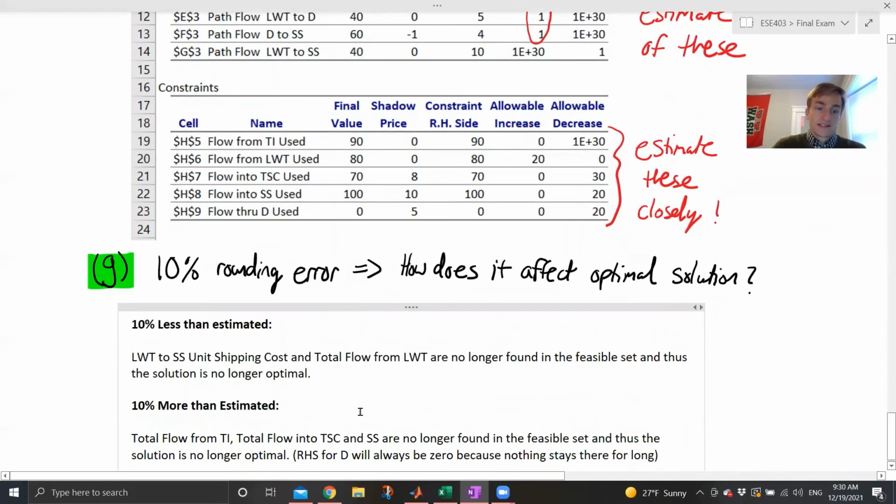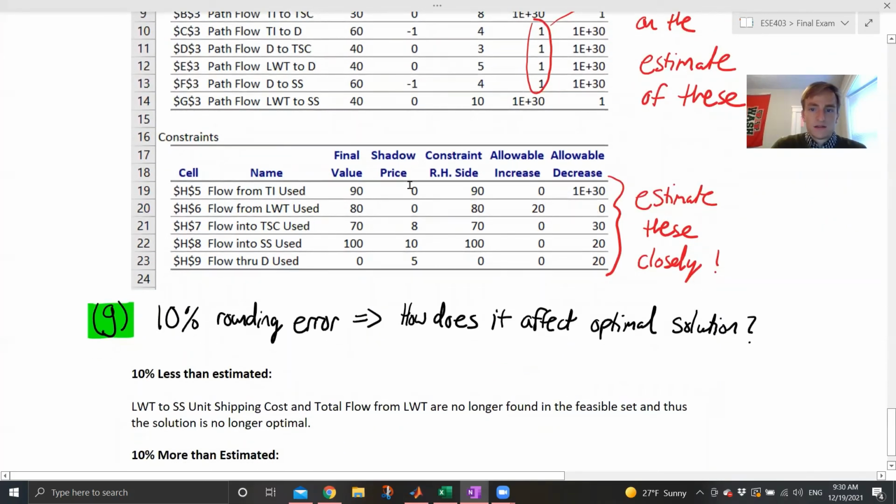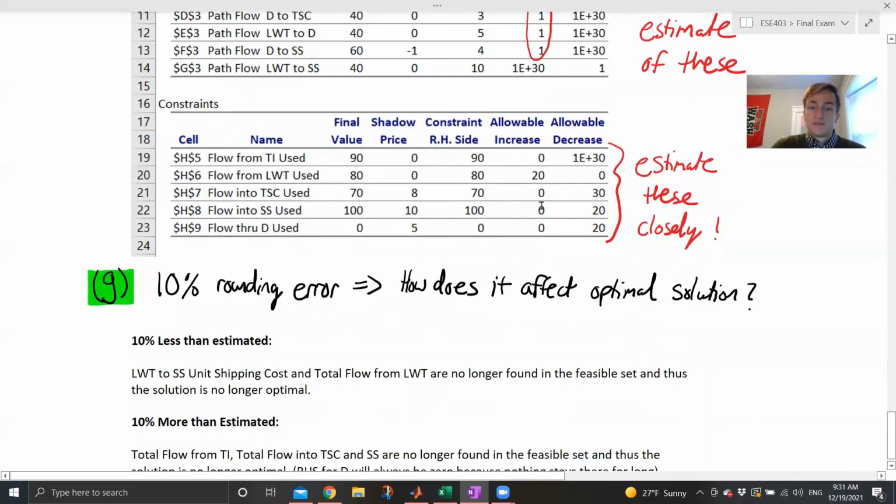For 10% more than estimated, we have the total flow from TI, the total flow into TSC, and Southern States are no longer found in the feasible set. So basically, for the flow from TI, the allowable increase is 0. This is kind of what I talked about, that's thrown out because a small increase, a 10% rounding error, would no longer make your solution optimal. And if we look at the flow from TSC and Southern States, it's the same thing. 0 allowable increase, so 10% on 100, that's 10. So that would then throw our solution out of optimality.